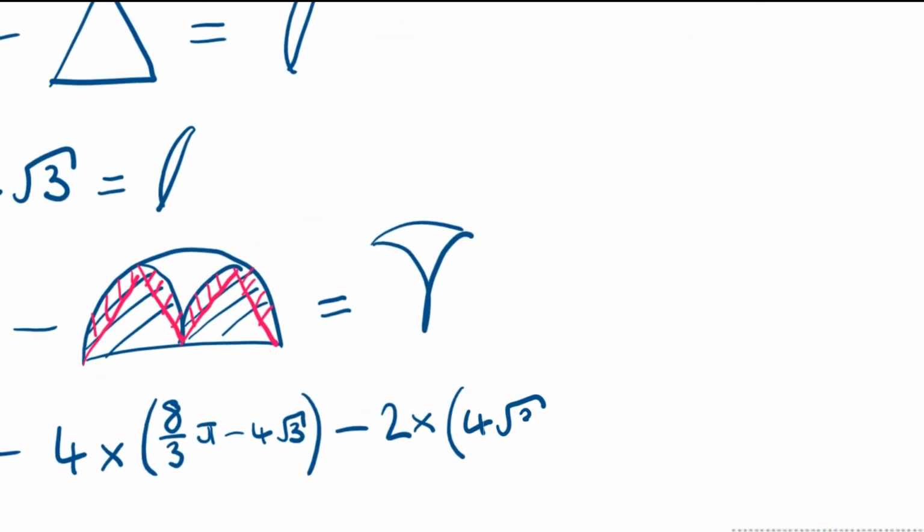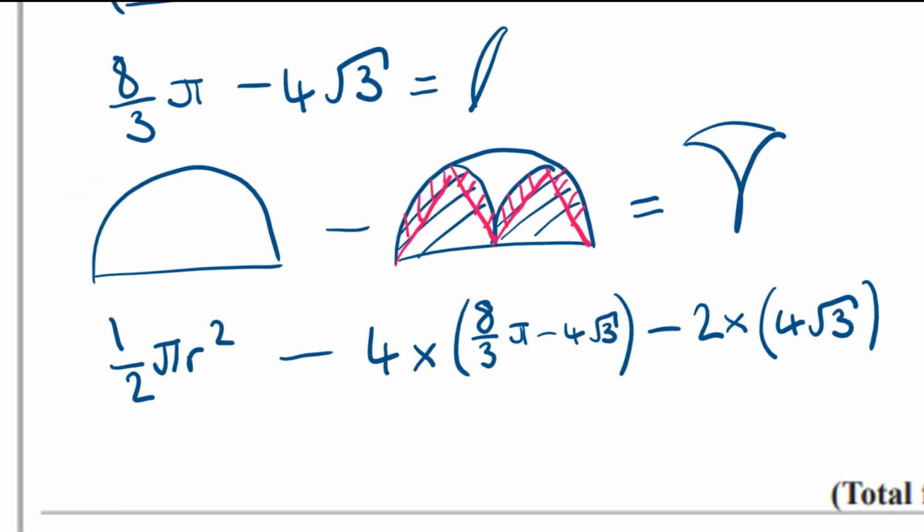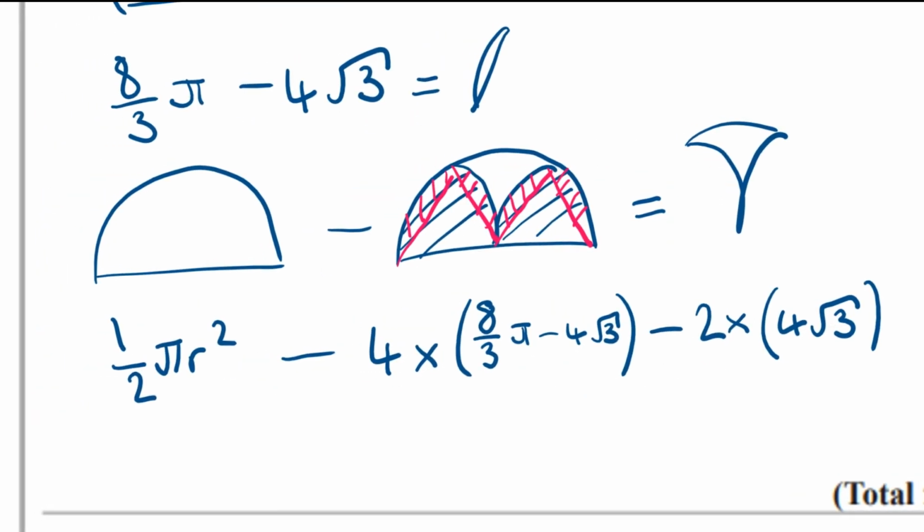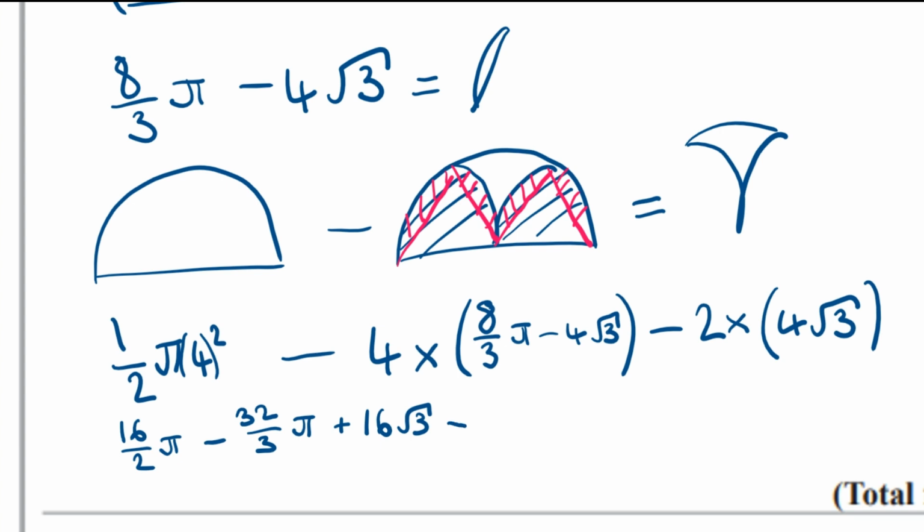and now we just need to expand it all. Okay, and remembering this is one of what we're looking for. We need to double it at the end. And I'm just going to go back and change r squared, we know is 4 squared, okay? This is equal to 16 over 2 pi minus 32 over 3 pi plus, because there's a minus sign here, plus 16 root 3 minus 8 root 3.